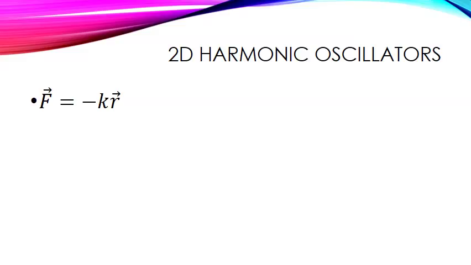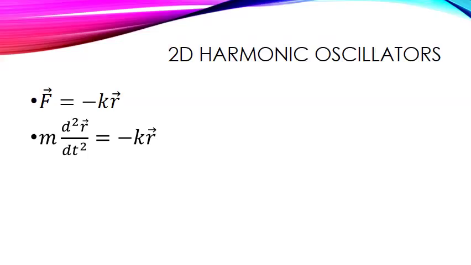So the force acting on this is equal to minus kr, where kr is a vector that has a component in 2 or 3 dimensions. In this case, 2 dimensions, but it could be 3. So you could add 1 dimension. So that's going to give us this system of equations.